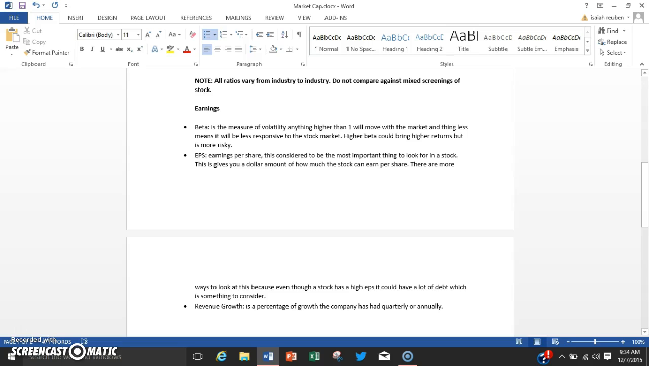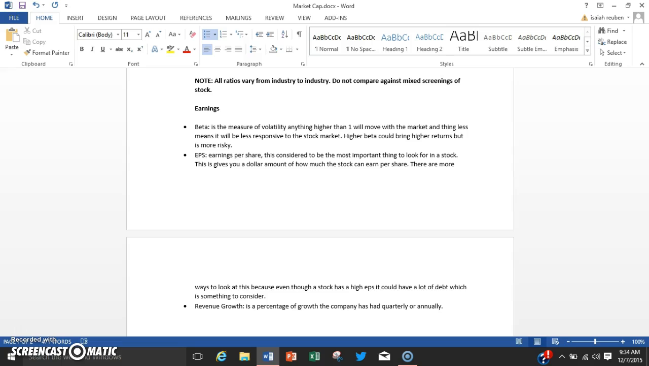Beta is the measure of volatility. If it's higher than 1, the stock moves with the market. Anything less than 1 is less responsive to the market. A clear example is Apple, which tends to do what it wants to do regardless of the stock market. I've seen the stock market go down and Apple still up because of its low beta. Not all stocks move with the market, so that's something else you want to pay attention to.